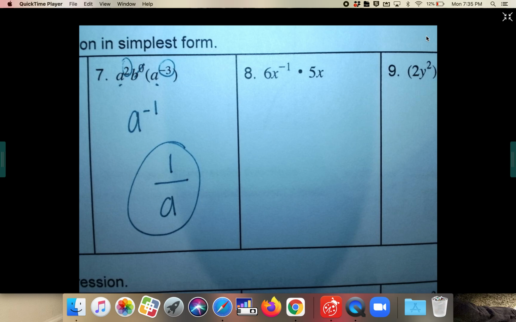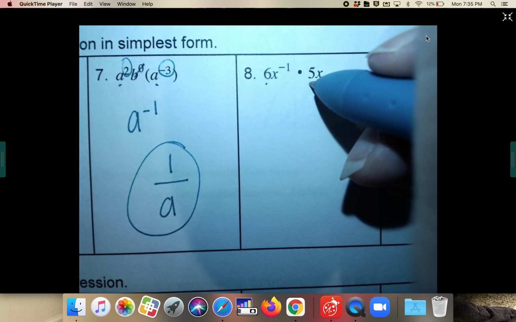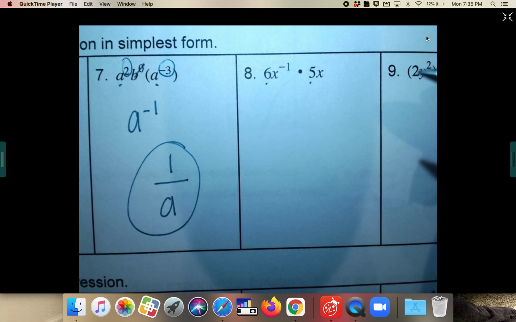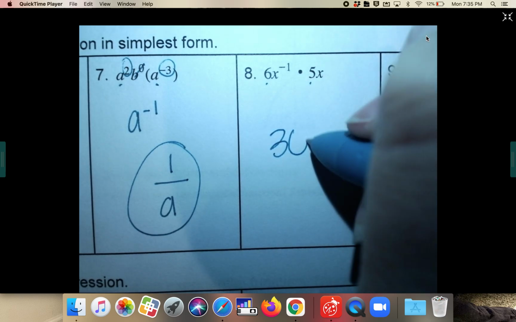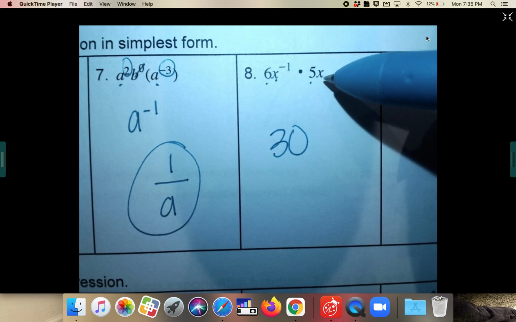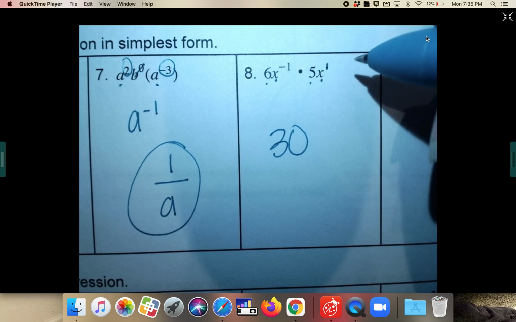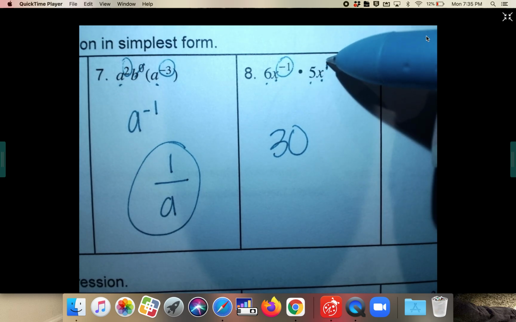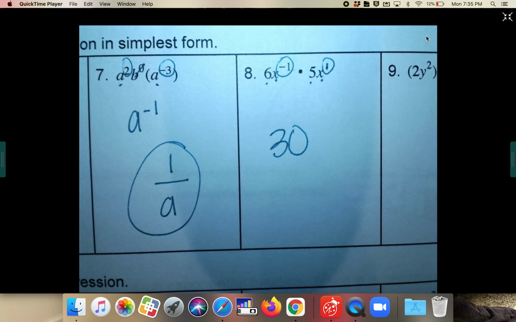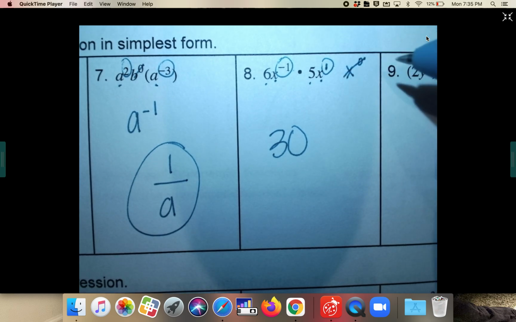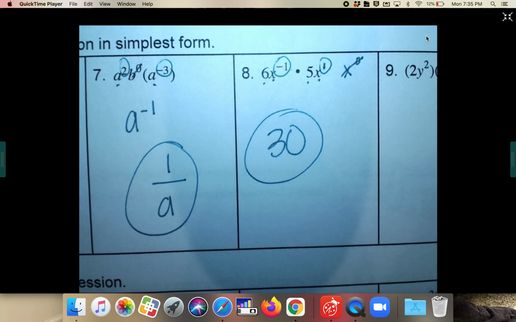All right, number 8. The 6 and the 5 can go ahead and get multiplied. 6 times 5 is 30. X and X are the same base. This is a -1, and this is a hidden, invisible +1, so we can add their exponents. -1 plus +1 is 0, and x to the 0 is just 1, so we don't even need x. It's just completely 1. 30 times 1 is just 30.